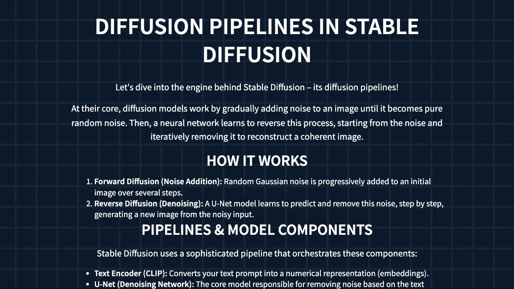It's a clever process. And importantly, Stable Diffusion uses a text encoder, like CLIP, to understand what you're asking for in words and translate that into numbers the UNet can work with. Finally, a VAE helps us compress and decompress images efficiently so we can work within this latent space.